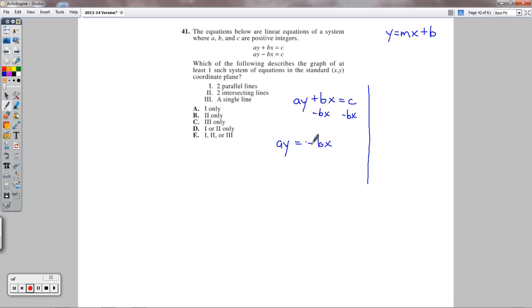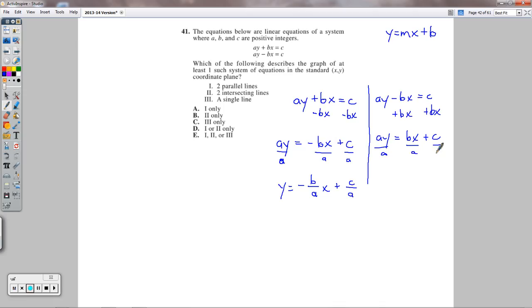And so you'd have ay equals negative bx plus c, and then here divide everything by a, some positive integer in front of y here. You'd have y equals an integer divided by an integer times x plus an integer divided by an integer. And then likewise, ay minus bx equals c. If I add bx to both sides and then divide by a, I'll be left with y equals b over a, positive b over a, times x plus c over a.